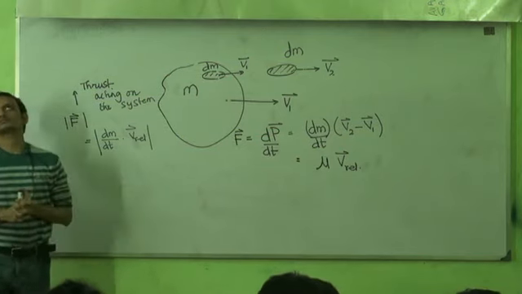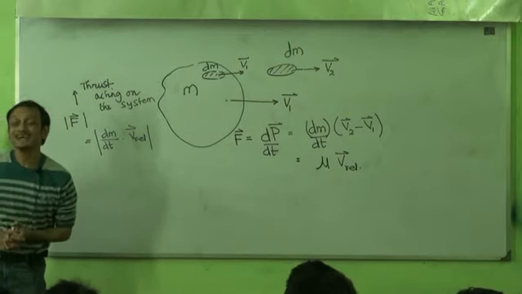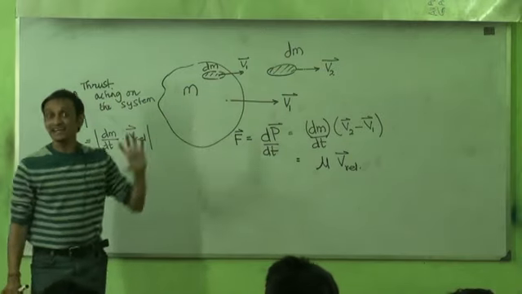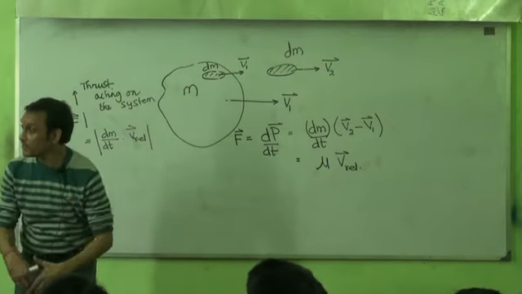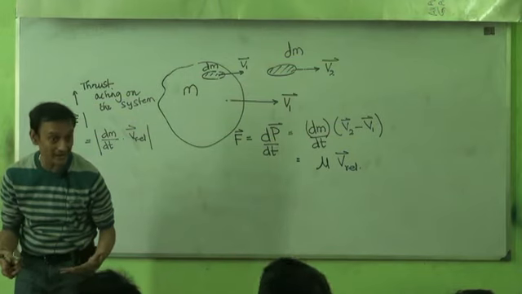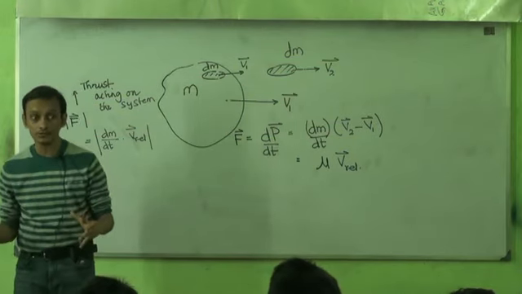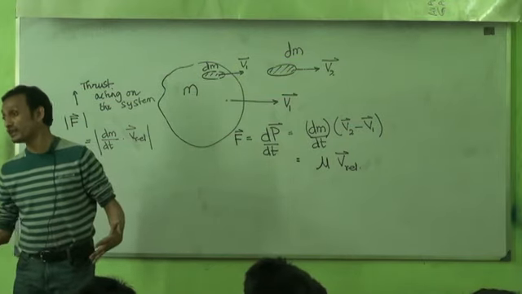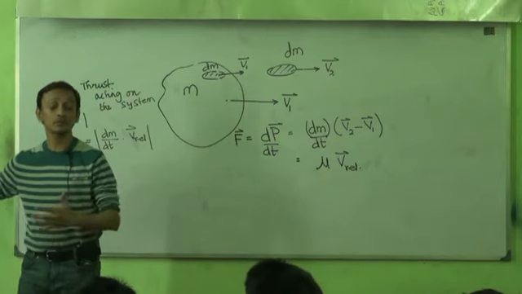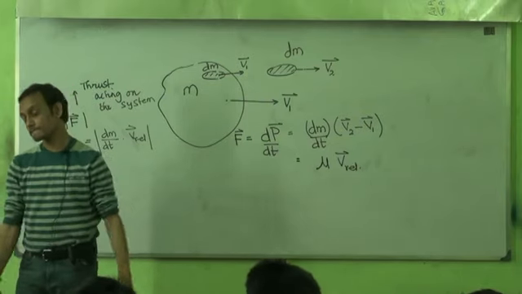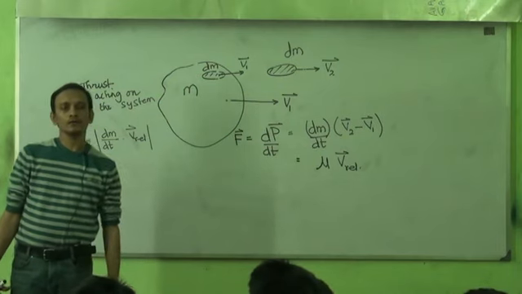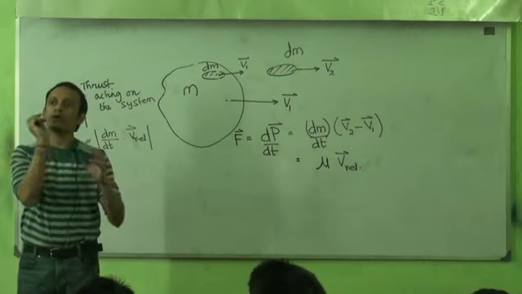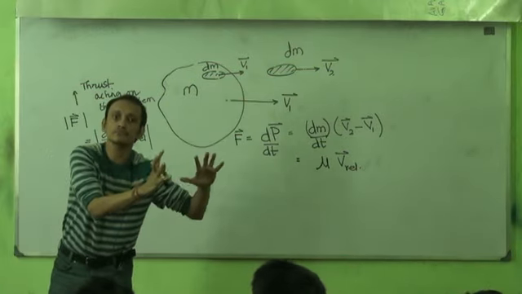Now, dm dt is what? The rate at which the mass of the system is changing, isn't it? That's what is meant by dm dt. That many kilograms per second. Now, this could be a constant or this could be a variable. Either mass could be actually expelled from a system or mass could also be entering a system. Why not? Right?